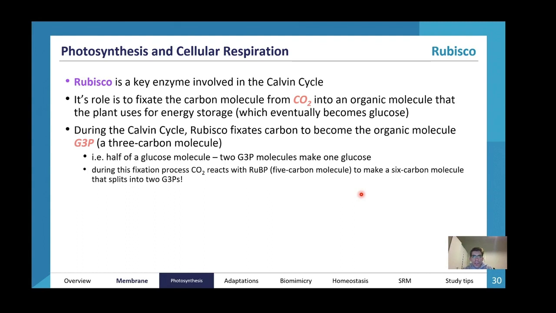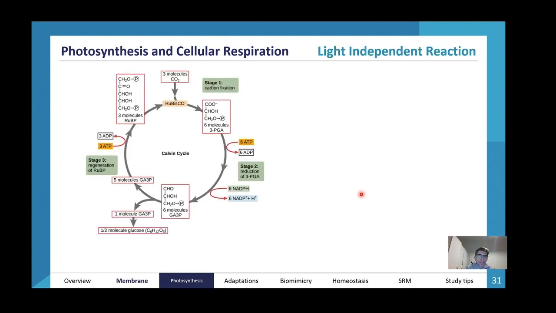During the Calvin cycle, RuBisCO fixates carbon to become the organic molecule G3P, a three carbon molecule, where two G3P molecules make one glucose. During this fixation process, carbon dioxide reacts with RuBP, a five carbon molecule, to make a six carbon molecule that splits into two G3Ps. Now, this sounds like a lot of technical terms.